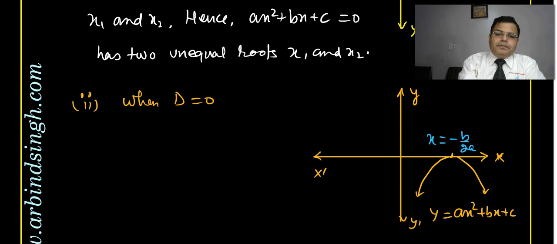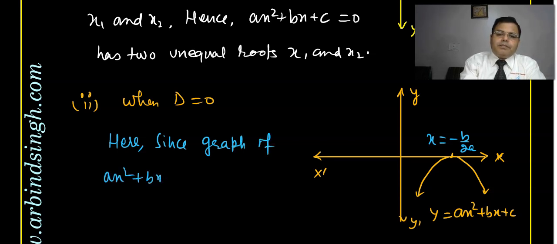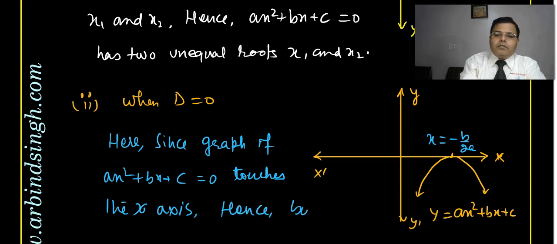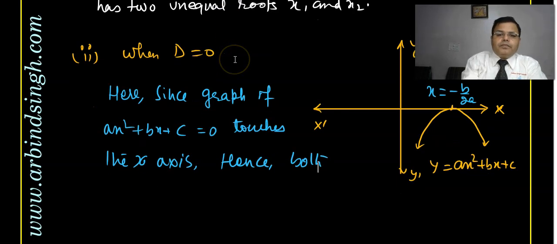So here, since the graph of ax square plus bx plus c is equal to 0 touches the x-axis, hence both the roots are equal. Both the roots are equal. Roots are equal to minus b by 2a.